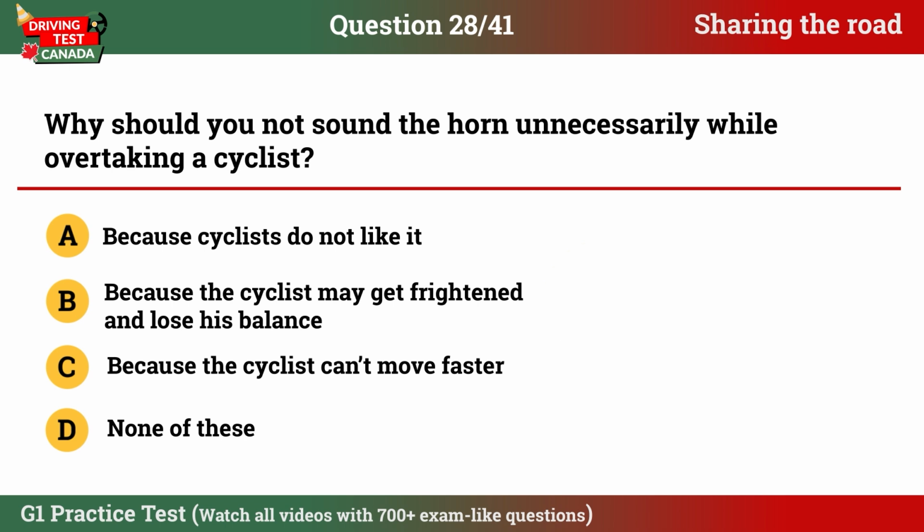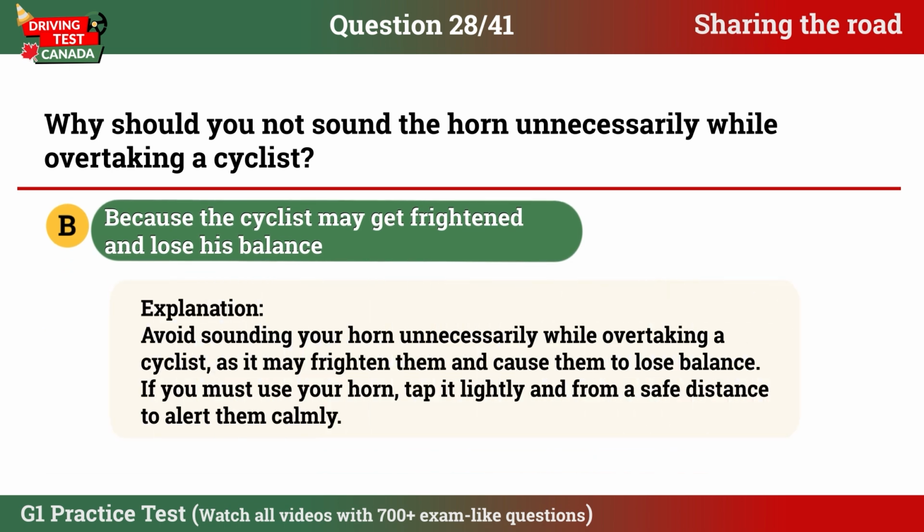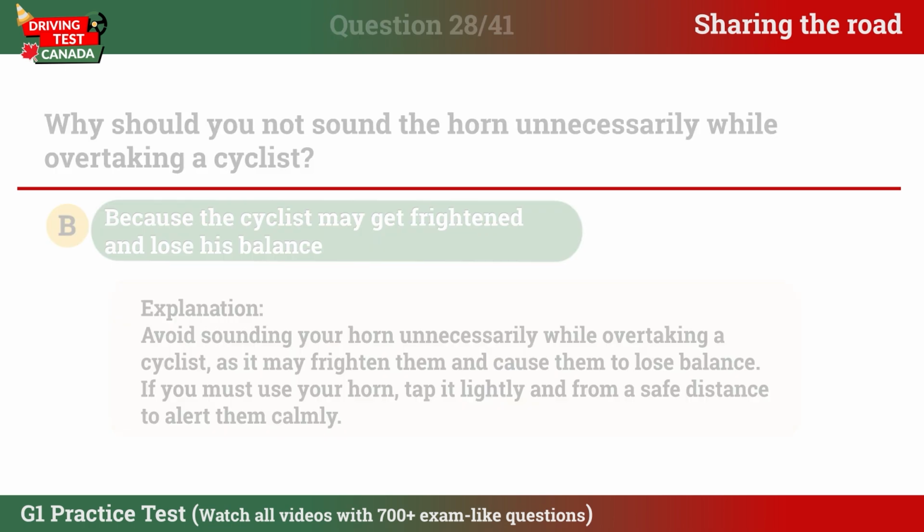The correct answer is B. Because the cyclist may get frightened and lose his balance. Explanation. Avoid sounding your horn unnecessarily while overtaking a cyclist, as it may frighten them and cause them to lose balance. If you must use your horn, tap it lightly and from a safe distance to alert them calmly.